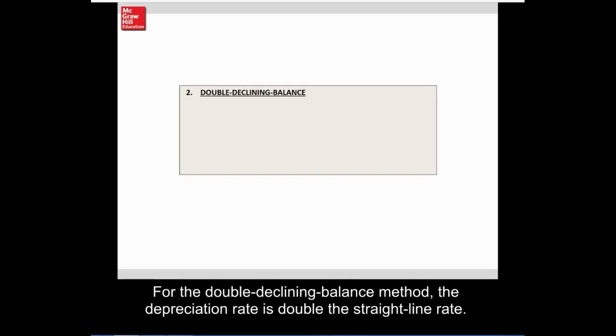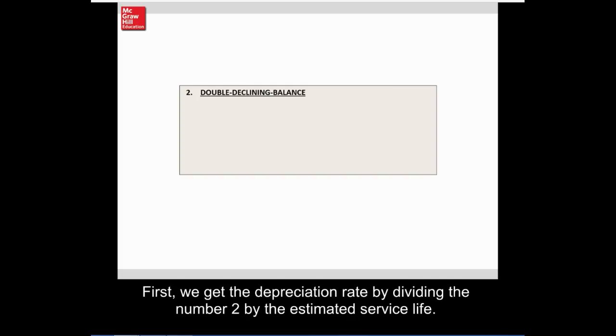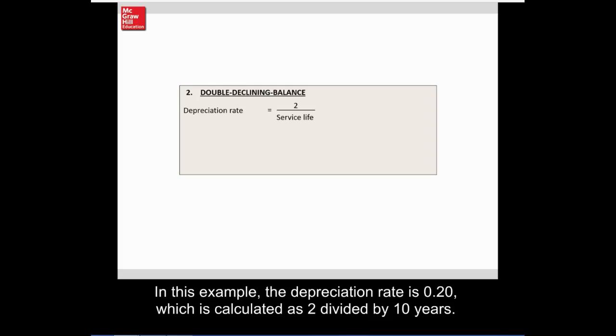The declining balance method is an accelerated depreciation method. For the double declining balance method, the depreciation rate is double the straight line rate. First, we get the depreciation rate by dividing the number 2 by the estimated service life. In this example, the depreciation rate is 0.2, which is calculated as 2 divided by 10 years.